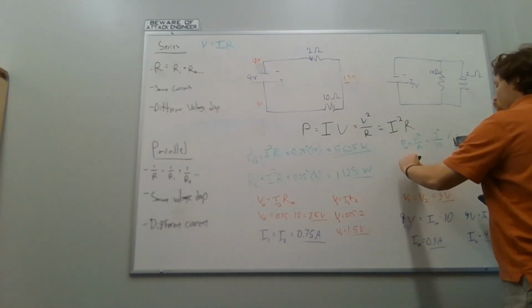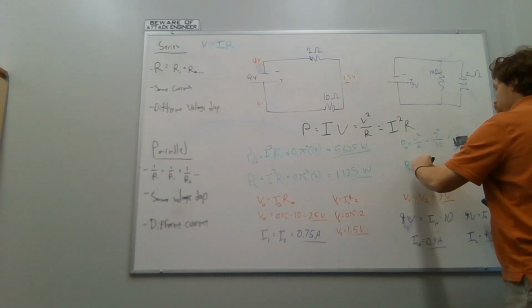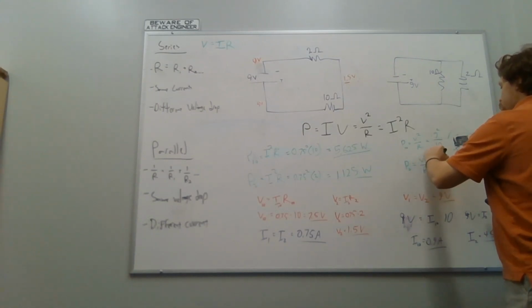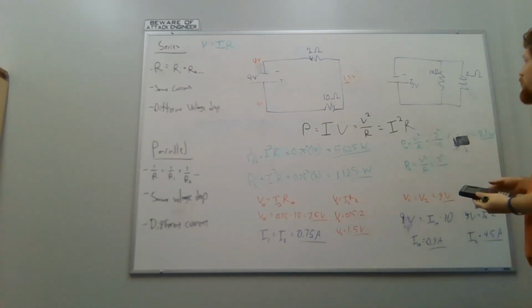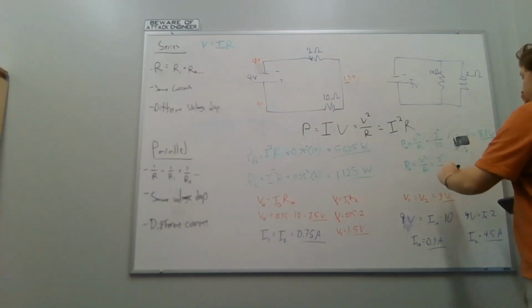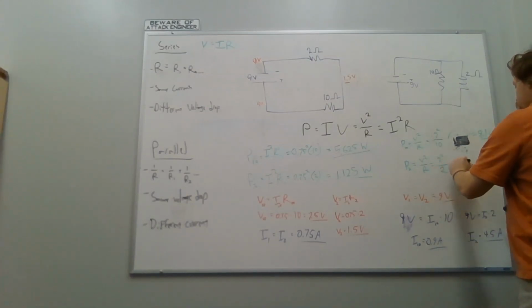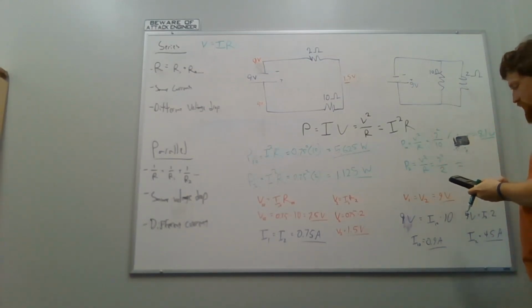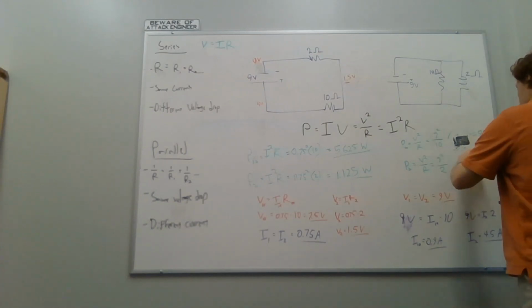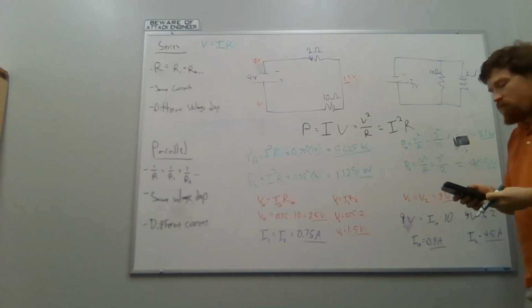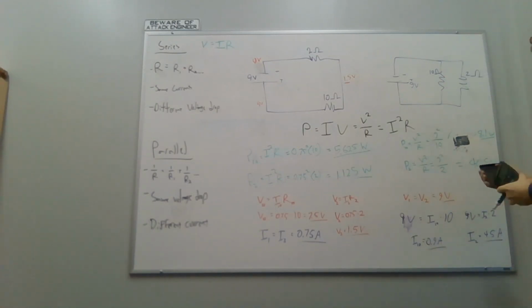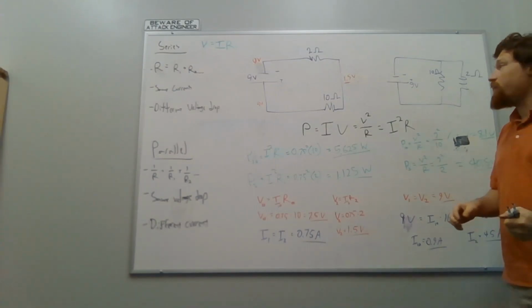Now, through the 2 ohm, V squared over R. It's still a 9 volt drop, because in parallel everything is the same voltage drop, divided by its 2 ohm resistance. So 9 squared divided by 2, that resistor is going to use up 40.5 watts. So that's the power that each resistor used up in the circuit.